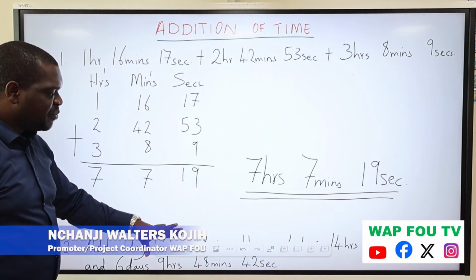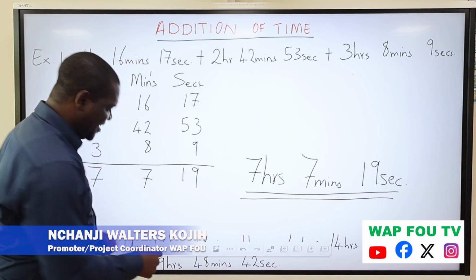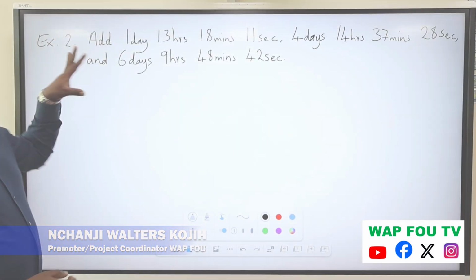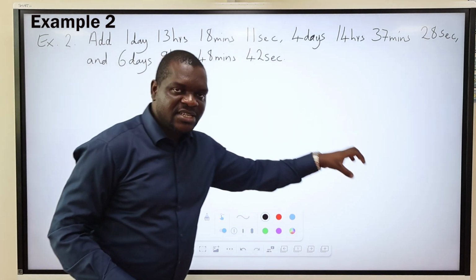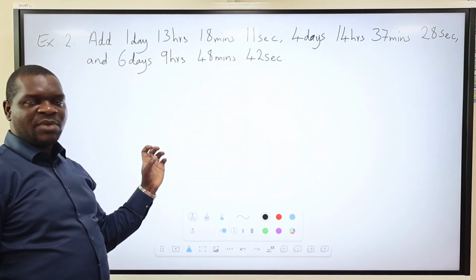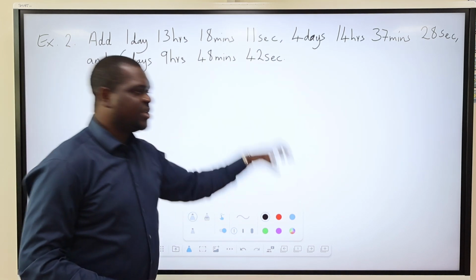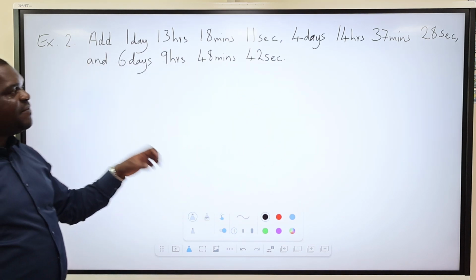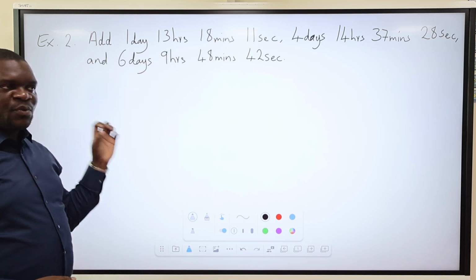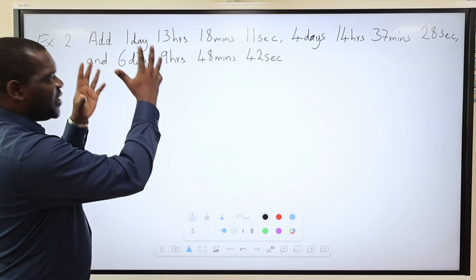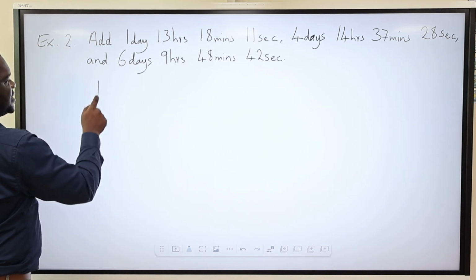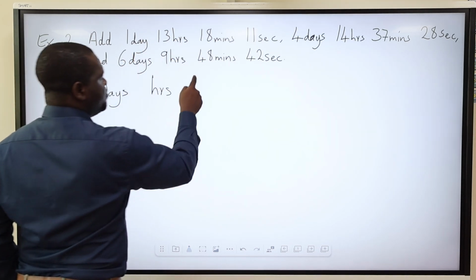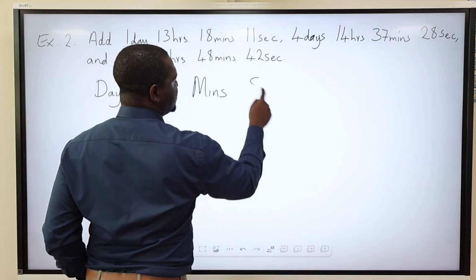Let's move to the second one for better understanding. Having solved question 1, we understand that every 60 seconds, we add 1 minute. Every 60 minutes, we add 1 hour. And for every 24 hours, we add 1 day. So let's rearrange this vertically and add. We put days. We have hours, we have minutes, and we have seconds.